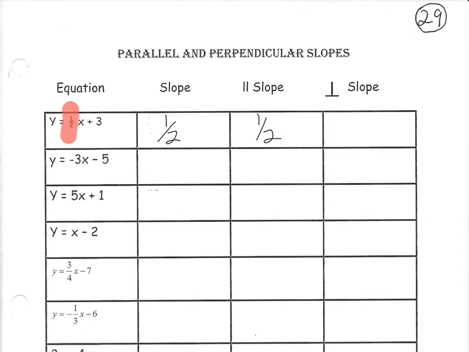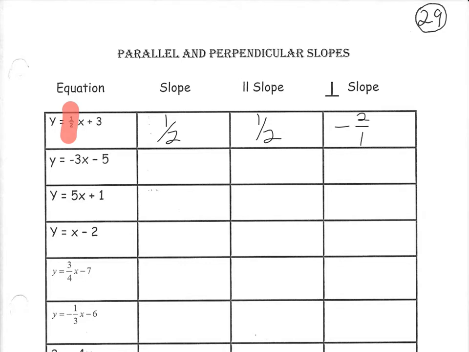For perpendicular slope, we need to do the negative inverse. So the first thing we're going to do is change the sign. And we're going back to the original slope. So it's a positive. So our perpendicular slope is going to be a negative. The inverse means we flip it upside down. So the 2 goes on top and the 1 goes on the bottom.